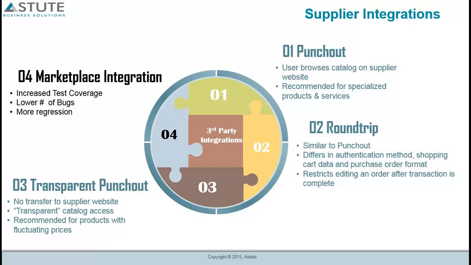Then we'll talk about transparent punch out, where it enables requisitioning users to retrieve items from supplier website without being transferred to a website. That's what the transparent feature of this particular transparent punch out is, that there is a transparent catalog access to the site in the background where we're using a PeopleSoft integration broker, and it returns the search results directly to PeopleSoft eProcurement. The transparent punch out feature is best suited for products with fluctuating prices or specialized catalogs such as chemical supplies.